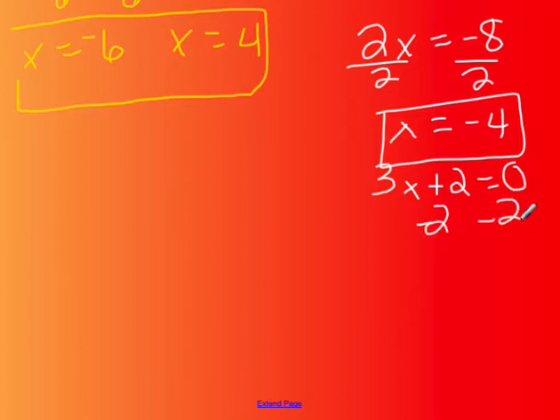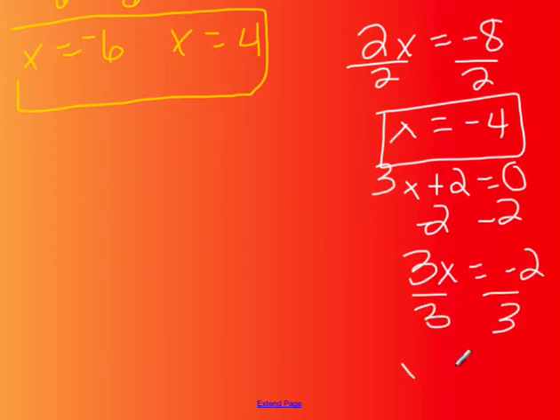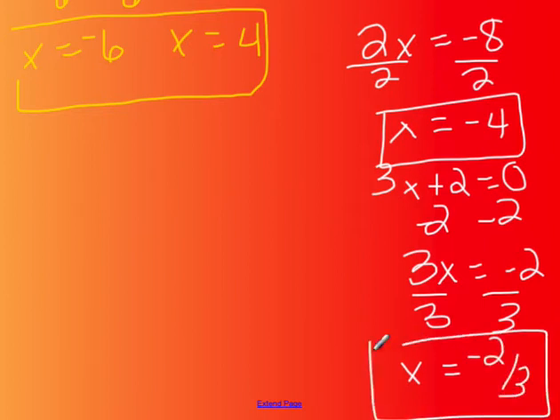I'm going to start by subtracting 2 from both sides. I get 3x is equal to negative 2. Divide both sides by 3, and I get that x is equal to negative 2/3. So that's your final answer for number 2. Let's take a look at 3 and 4.